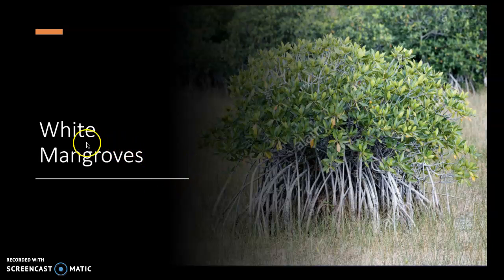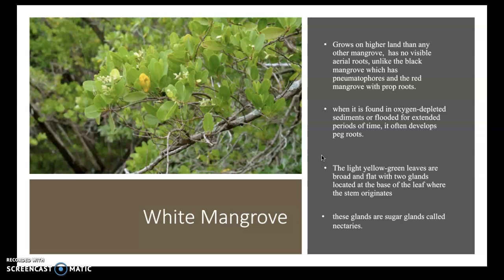Now we're going to begin discussing white mangroves, which are more prominent on land, like in this image. They also look similar to black and red mangroves. So white mangroves, like I said, grow higher on land than any other mangrove. They have no visible aerial roots, unlike the black mangrove, which has those tubes sticking out of the ground, the pneumatophores. And red mangroves have the prop roots.